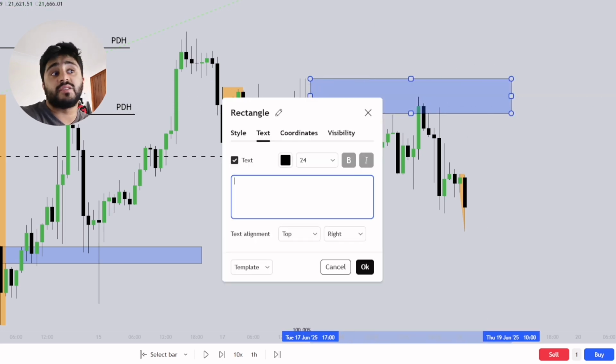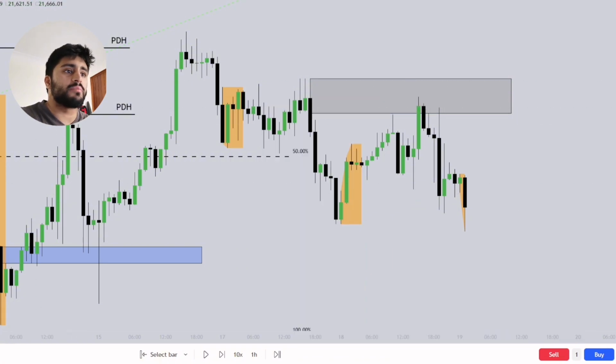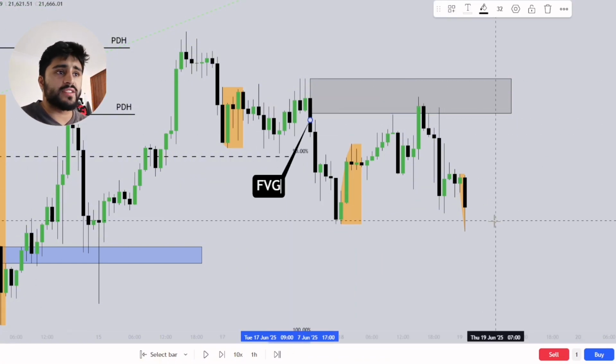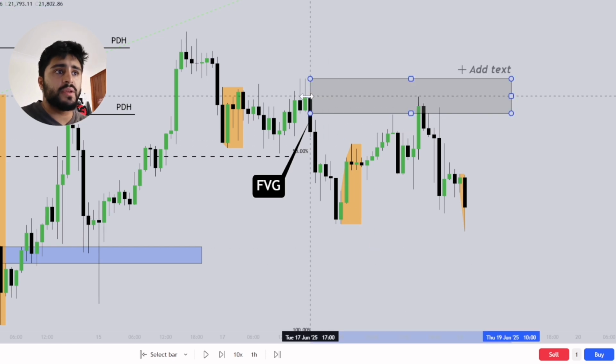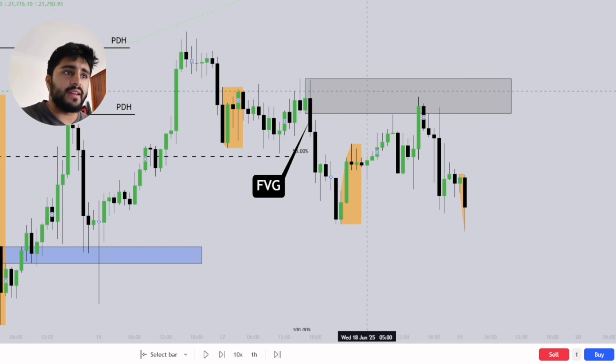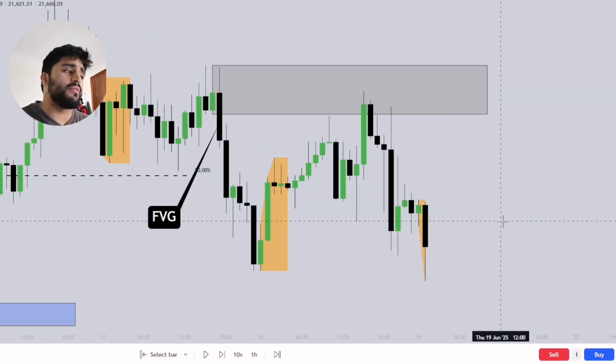Now this is actually the POI. So how do I differentiate my POIs from my fair value gaps? This here is the fair value gap, so you can see a fair value gap resting just below the POI, because the POI is over here. So why am I using this candle as my POI? Very simply put, it's the candle before the fair value gap. That is the point of interest. That is the area of supply in this region.